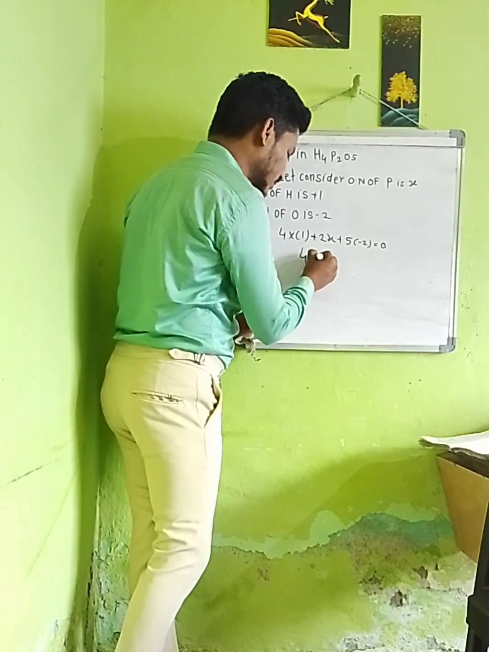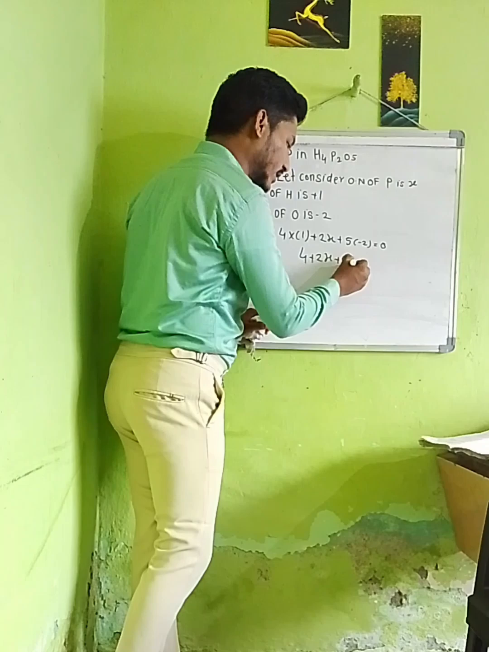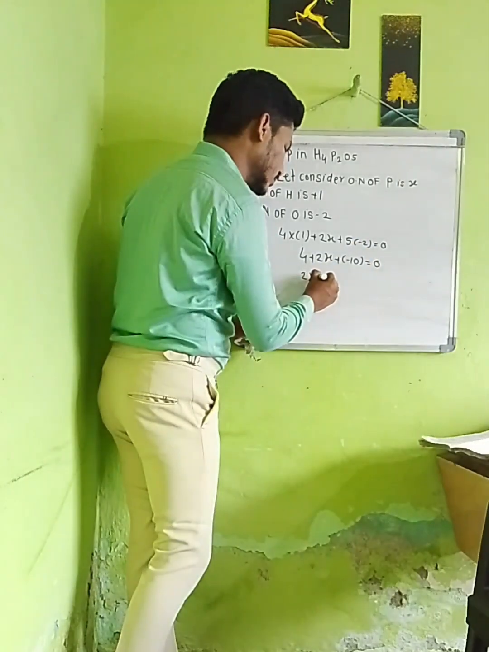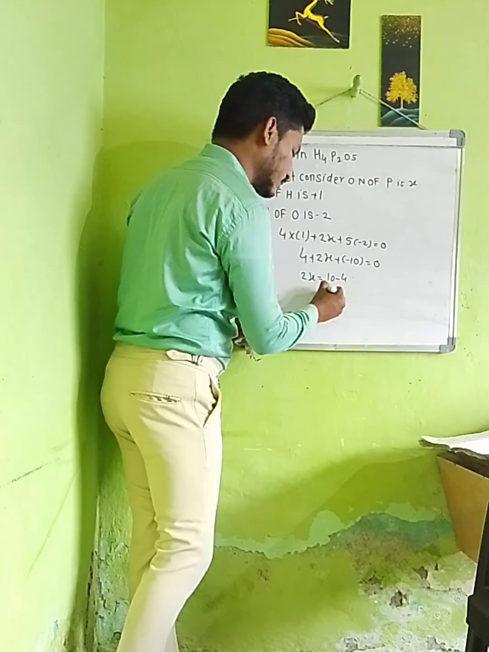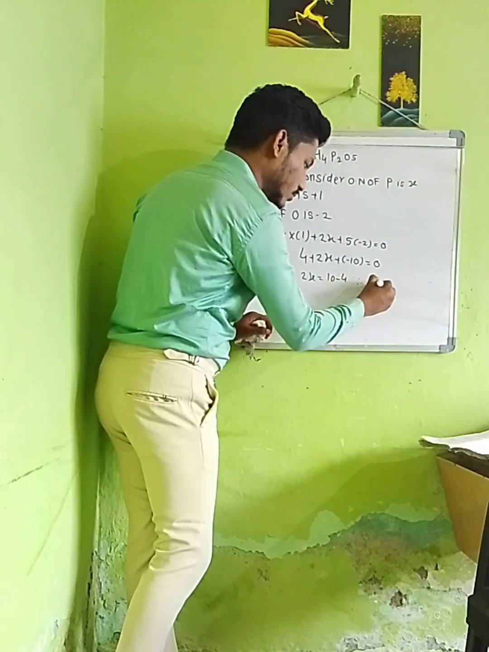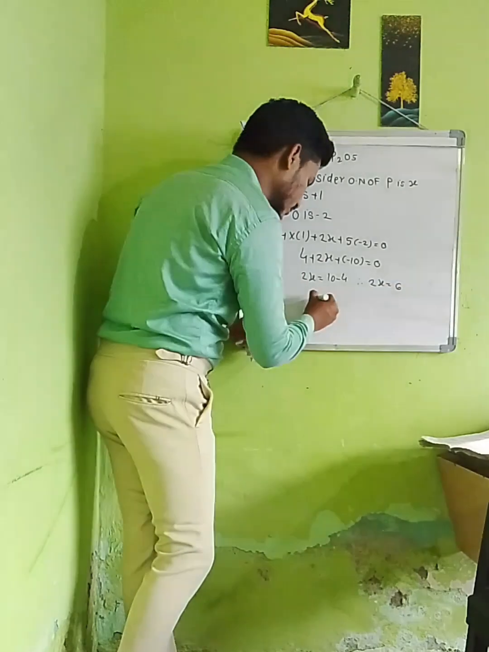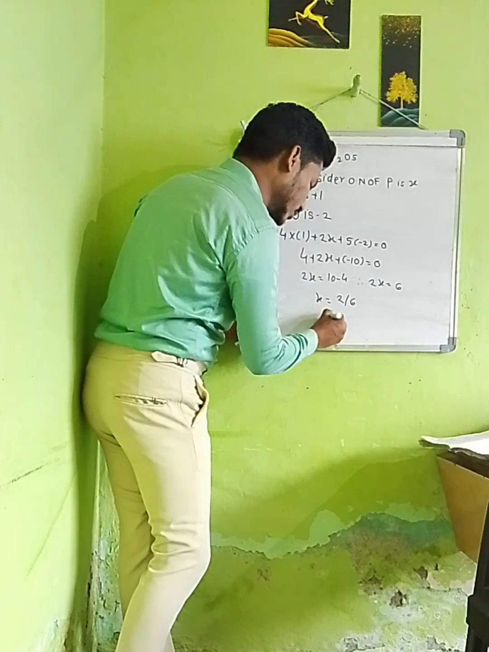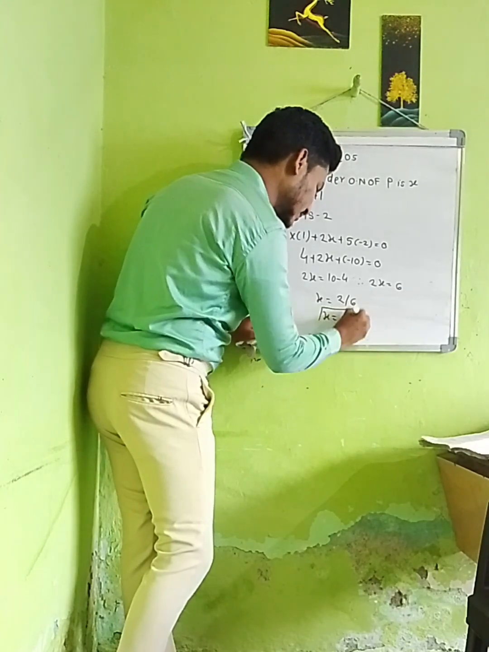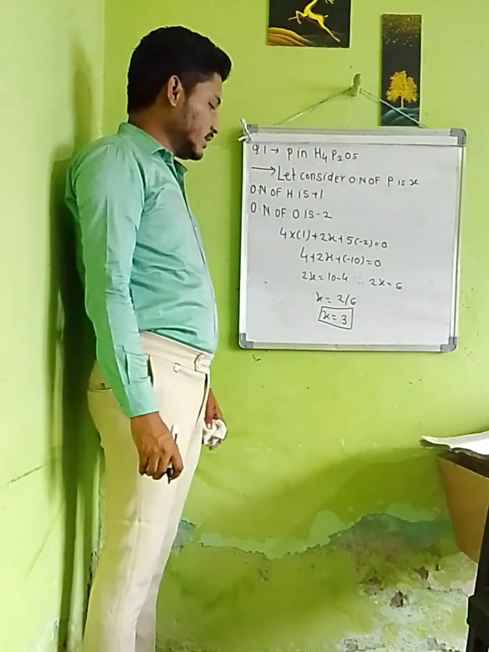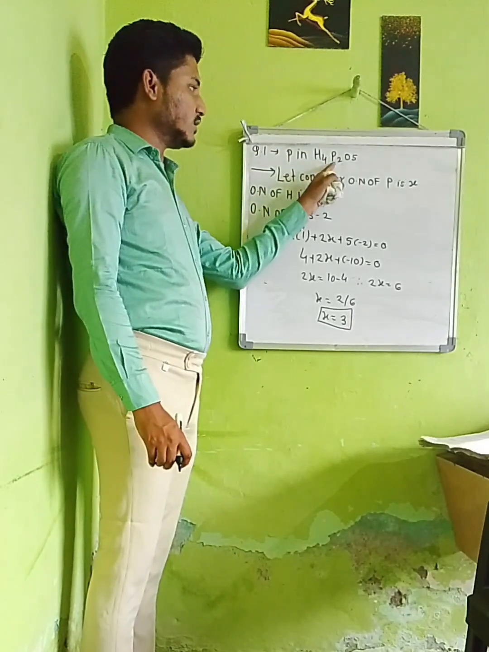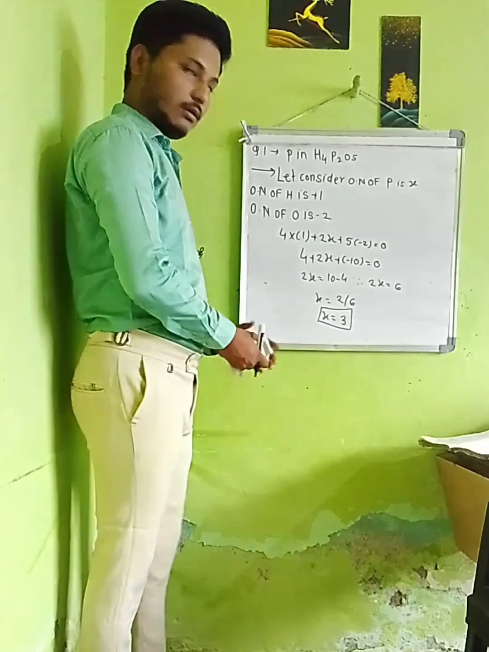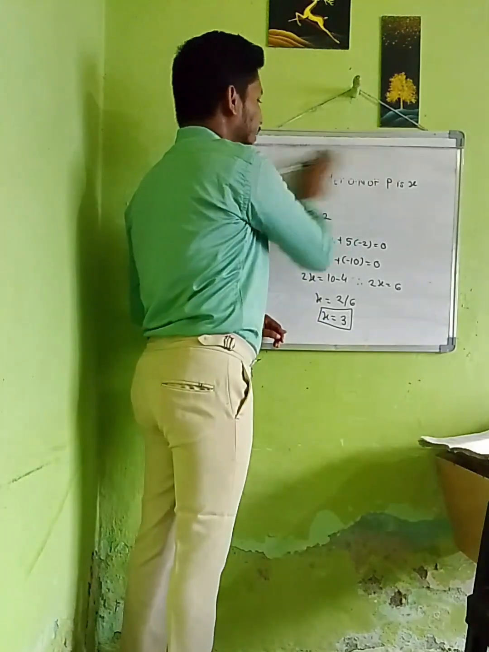4 plus 2x plus 5 into -2 is equal to 0. 2x is equal to 10 minus 4, 6. 2x is equal to 6. So x is equal to 6 divided by 2. So x is equal to 3. X is equal to 3. So oxidation number of phosphorus in H4P2O5 is +3. Understand? Let's solve another example.